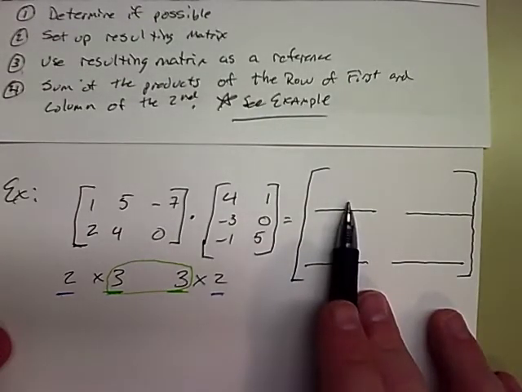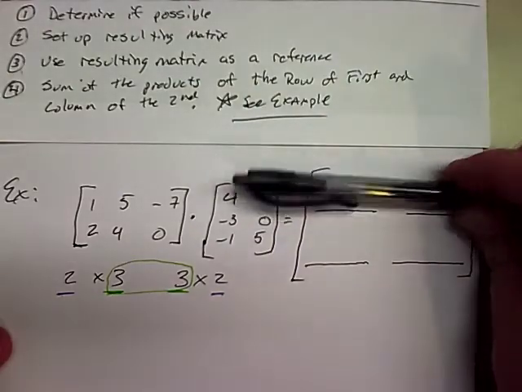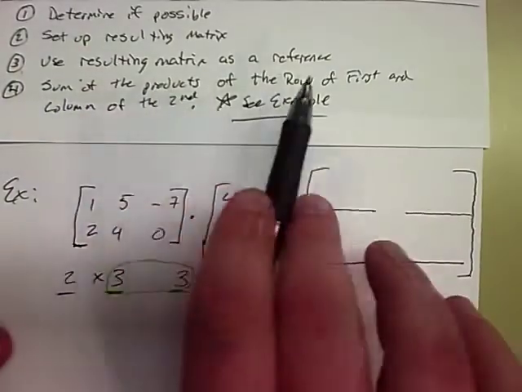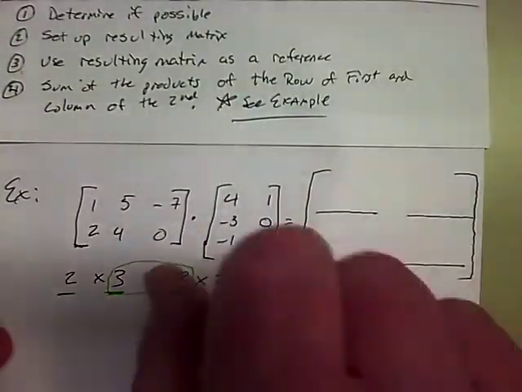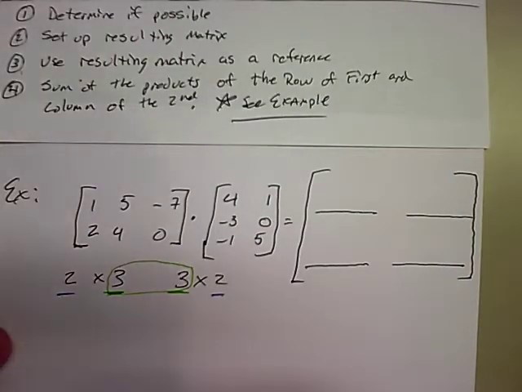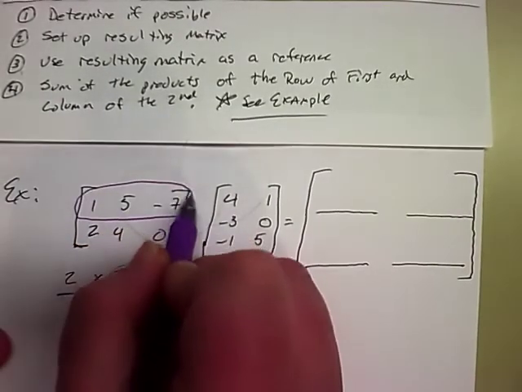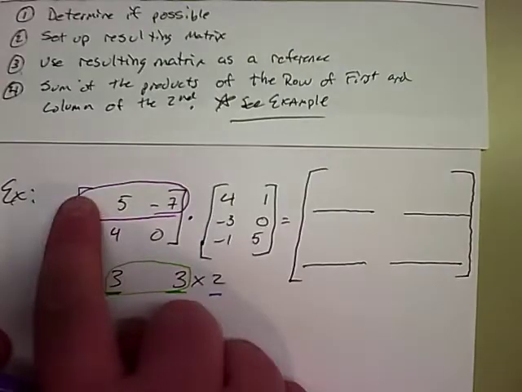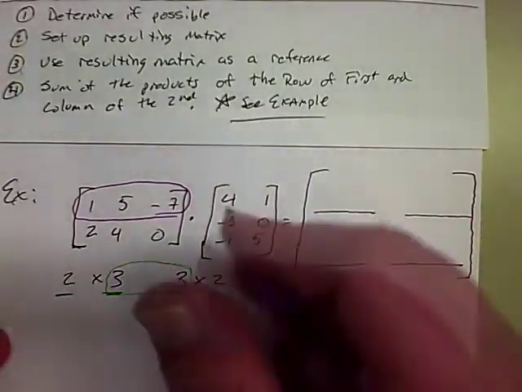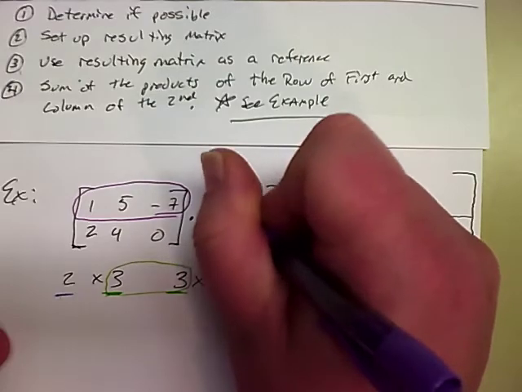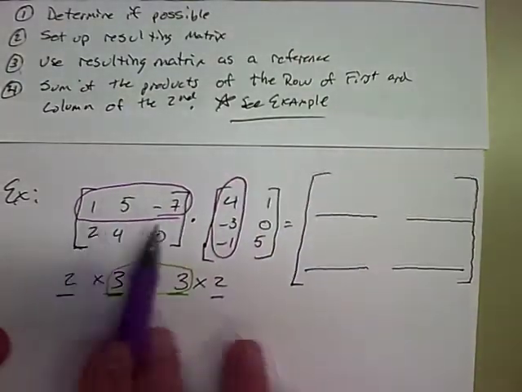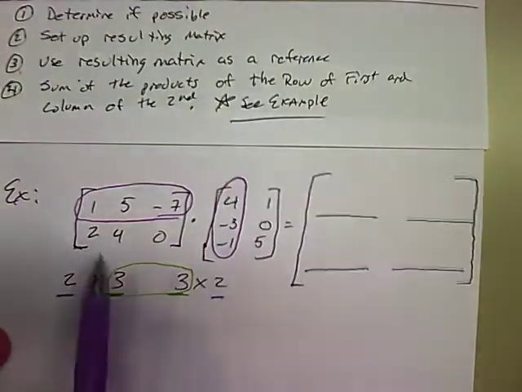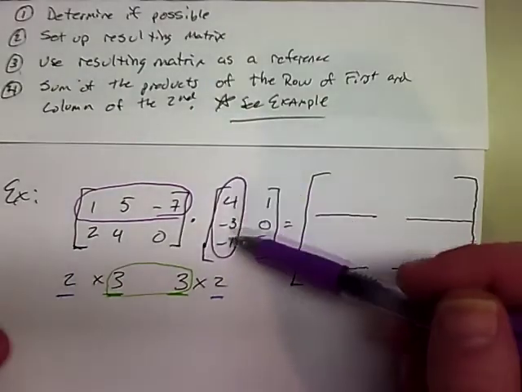So this position, this is row 1, column 1. So I'm going to find the sum of the products, row of the first, column of the second. So I'm looking at the first row here, because this is row 1, I'm going to use row 1. Since this is column 1, I'm going to use column 1 from the second matrix. So row of the first, column of the second. Since I'm in row 1, column 1 for this spot, I got to use row 1 here, column 1 here.